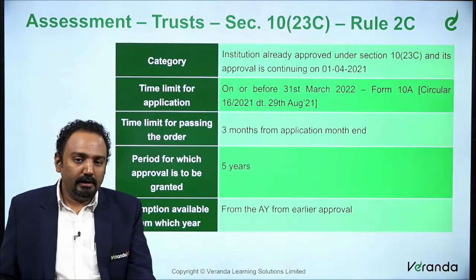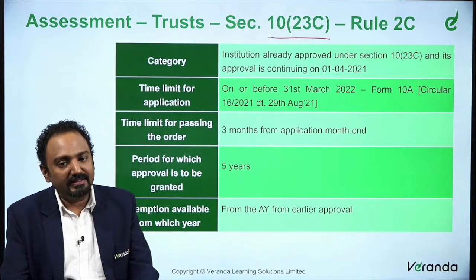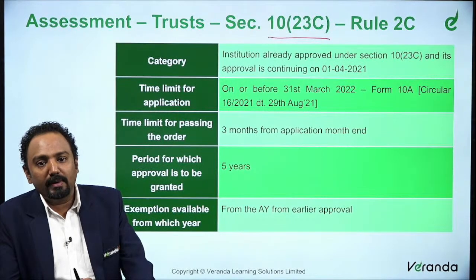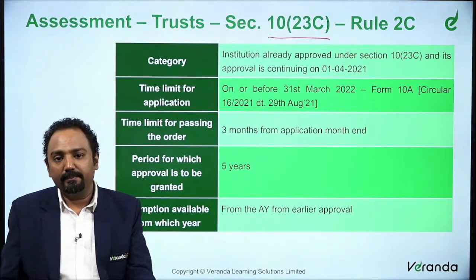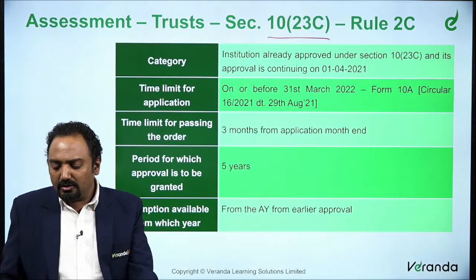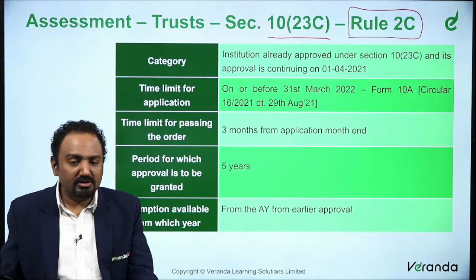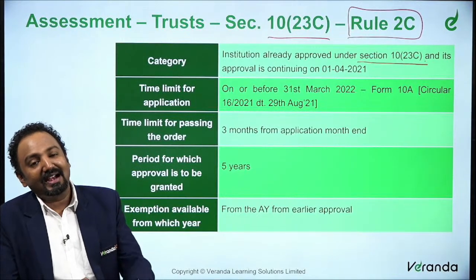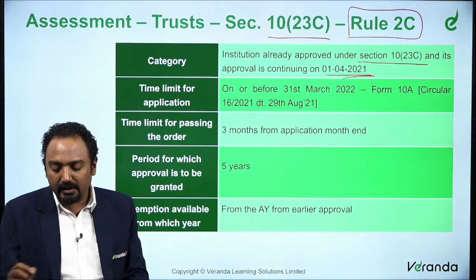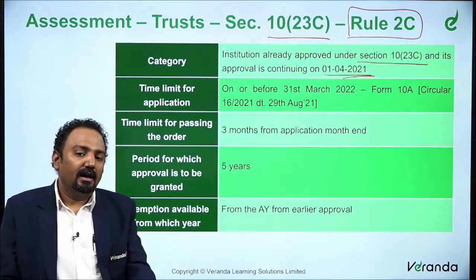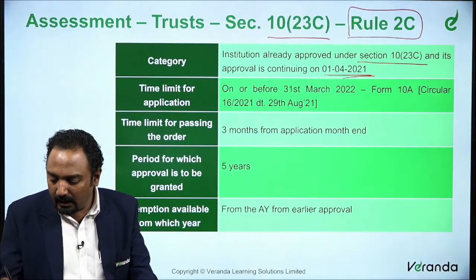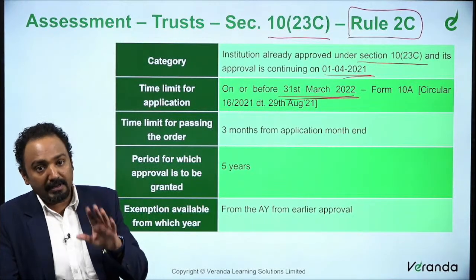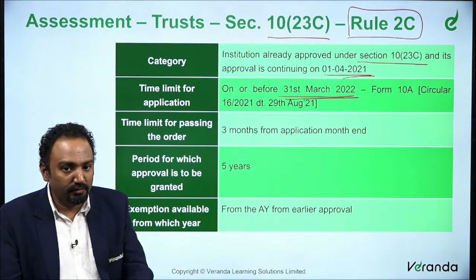Now, for all these 10 clause 23C, we must understand the procedure for application to make it an approved fund or institution. So, what is the process? There is this rule 2C which provides the basis. If it is an institution already approved under 10(23C) and it is continuing on 1st April 2021, so on 1st April 2021 it is already an existing approved institution, in that case, the time limit for application is on or before 31st March 2022.